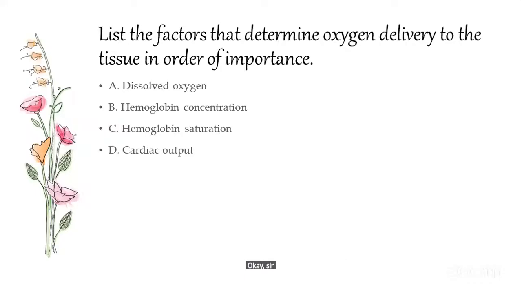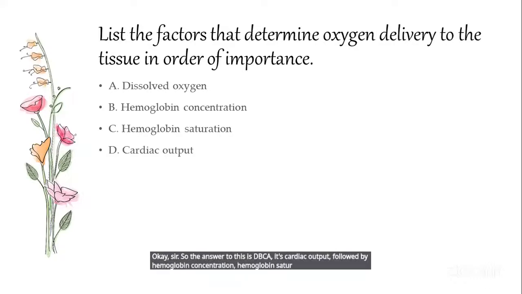Go ahead. The answer to this is DBCA. It's cardiac output, followed by hemoglobin concentration, hemoglobin saturation, and then the dissolved oxygen.